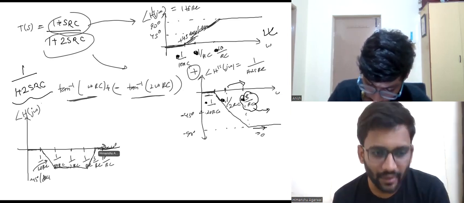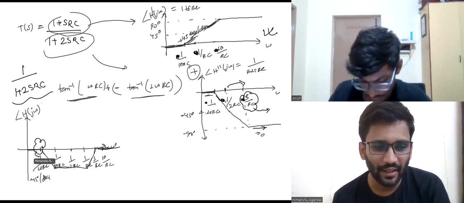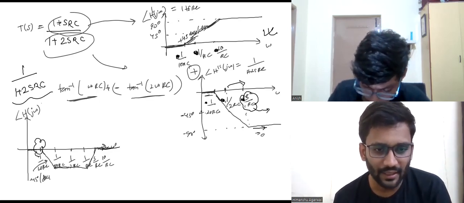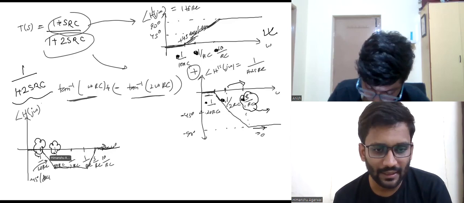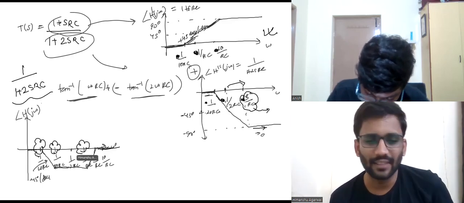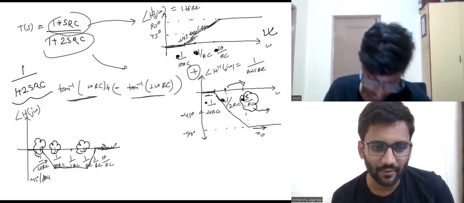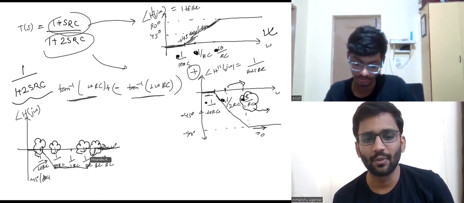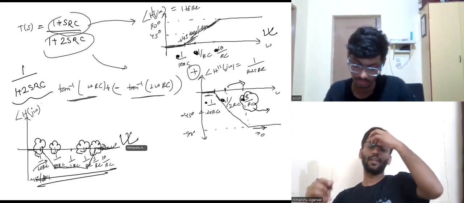So basically these are the points. This is 1 point, 1 by 20RC, right? And then 1 by 10RC, and then 1 by 2RC, 1 by RC. Here the slope is not getting changed, and then the slope is getting changed at 5 by RC. Yes, these are the 4 points.